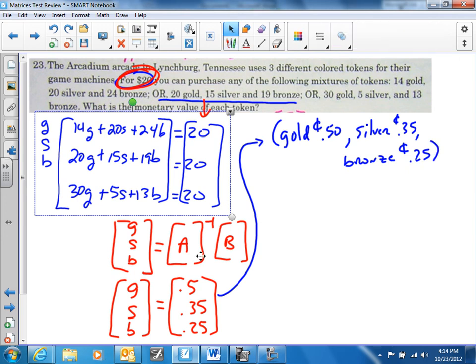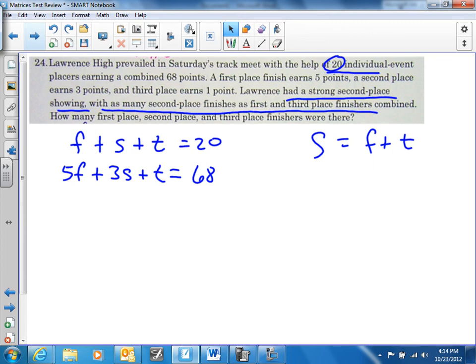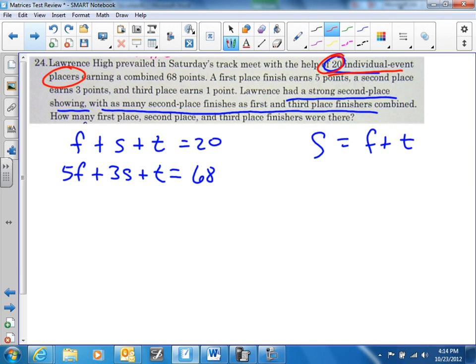Okay? Number 24 on this one. Now, I want to show you this one. Notice that we have individuals of 120 event placers. So, first place, second place, and third place all added up to the 20 places. Then, these are your points. So these are number of placers. These are the points. Okay? So this is 5 points, 5 points, 3 points, 1 point. Give me a total of 68 points.